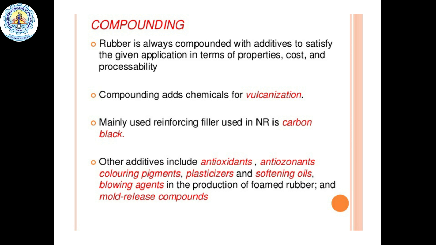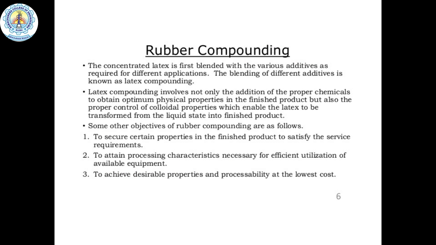Coming to the compounding of rubber, rubber is always compounded with additives to satisfy the given applications in terms of properties, cost, and processability. The mainly used reinforcing filler in natural rubber is carbon black. Other additives include antioxidants, antiozonants, plasticizers, softeners, etc. In rubber compounding, the concentrated latex is first blended with the various additives required for different applications. The blending of different additives is known as latex compounding.